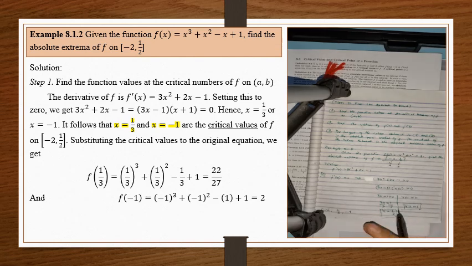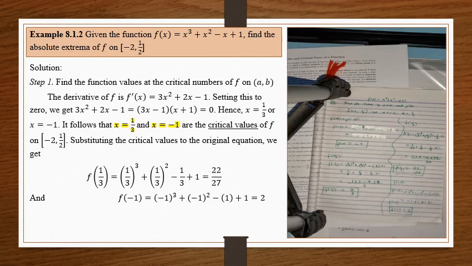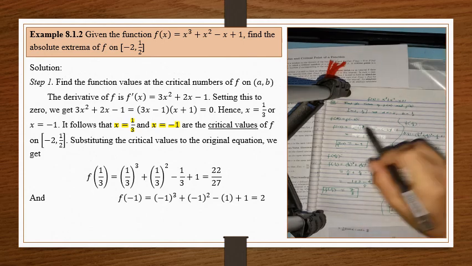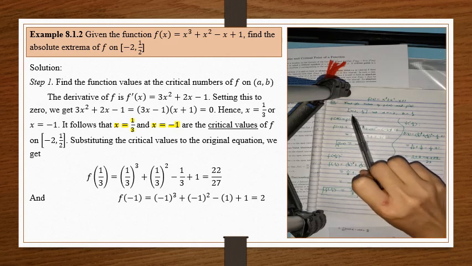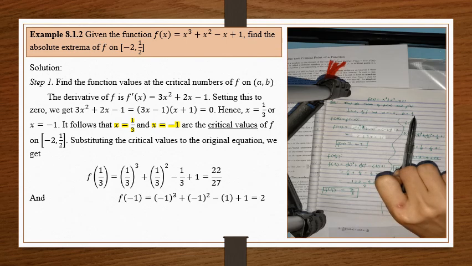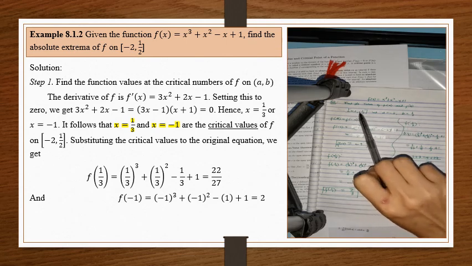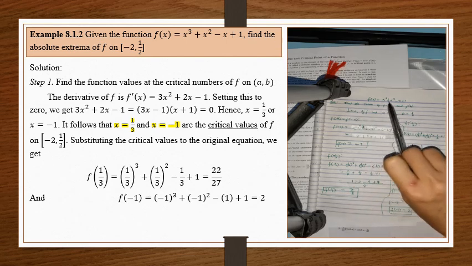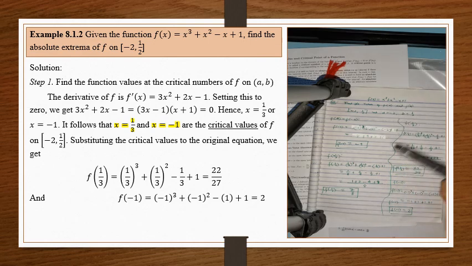Okay. So, tapos na tayo sa step 1. So, let's proceed to step 2. Sa step 2, find the values of f of a and f of b. Di ba ang given natin na interval is negative 2 and 1 half? So, ang a natin dito is negative 2 and then b is 1 half. So, ibig sabihin nun, i-substitute lang natin siya doon sa given natin na original na function.